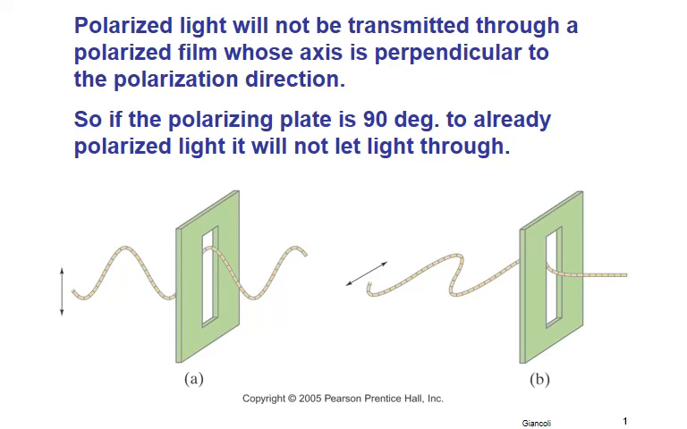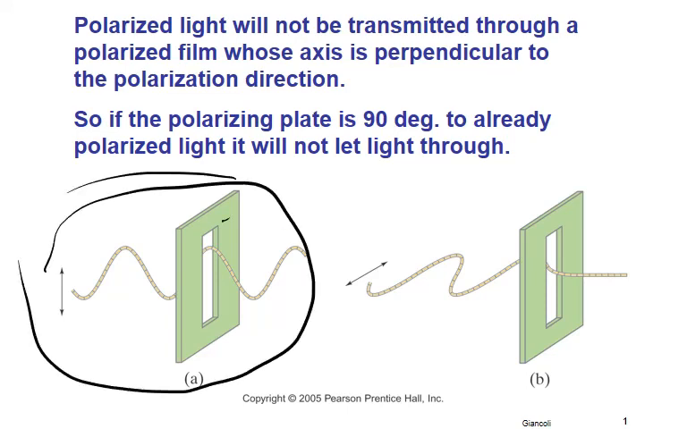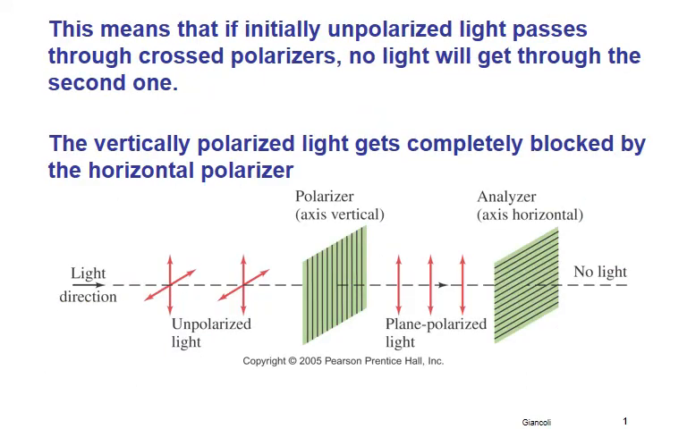So polarized light will not be transmitted if it's perpendicular to the polarizer. Let's say you've got vertically polarized light. It's going to make it through. In this first picture, you can see that you've got vertically polarized light. If it passes through a vertical polarizer, nothing else is going to happen. But if you have horizontally polarized light and that reaches a vertical polarizer, none of that electric field is going to make it.